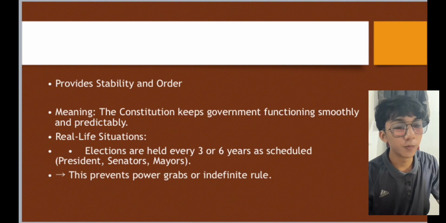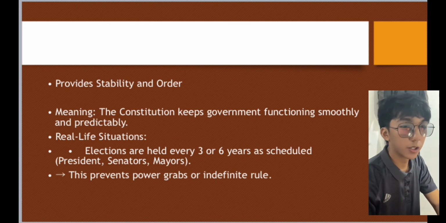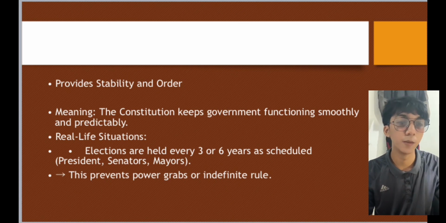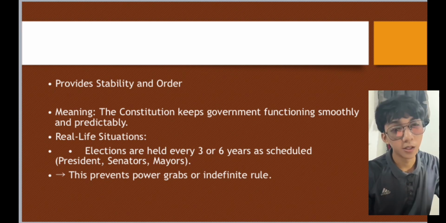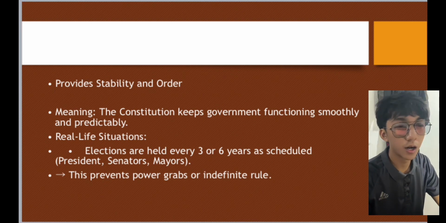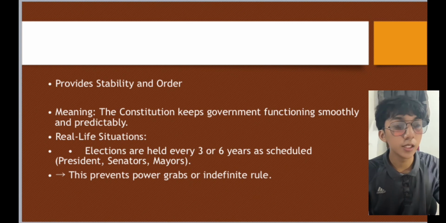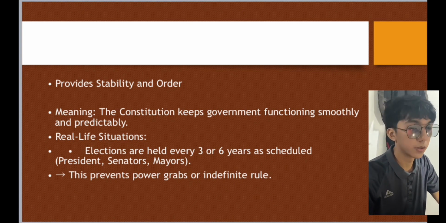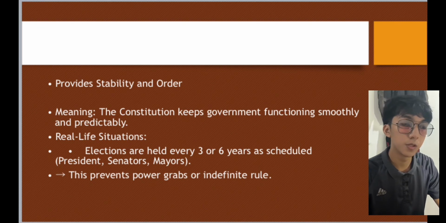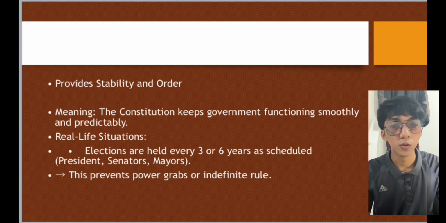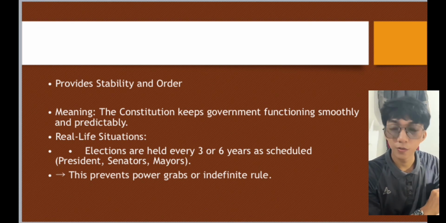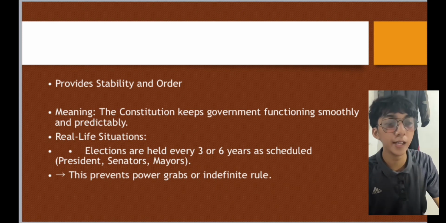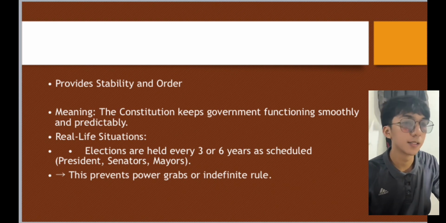Fourth, it provides stability and order, meaning the Constitution keeps government functioning smoothly and predictably. So, real life situations are elections held every 3 or 6 years as scheduled. It's the president, senators, and mayors. This prevents power grabs or indefinite rule. So they cannot rule forever. It's predictable that their terms would end every 3 or 6 years.